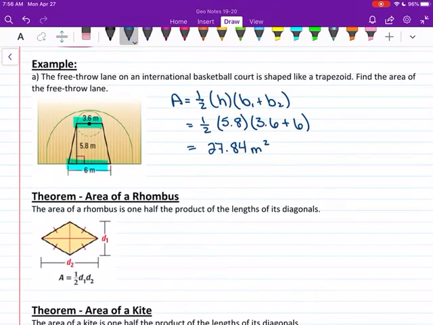Our next theorem is the area of a rhombus. The area of a rhombus is 1/2 the product of the lengths of its diagonals. So what we're saying is, if I look at this, I can create a rectangle here by moving that one over here, and I can create another rectangle here by moving that one over here. So essentially, I have a rectangle that is half of the rectangle that I'd get if I did all of it, like kind of like this, right?